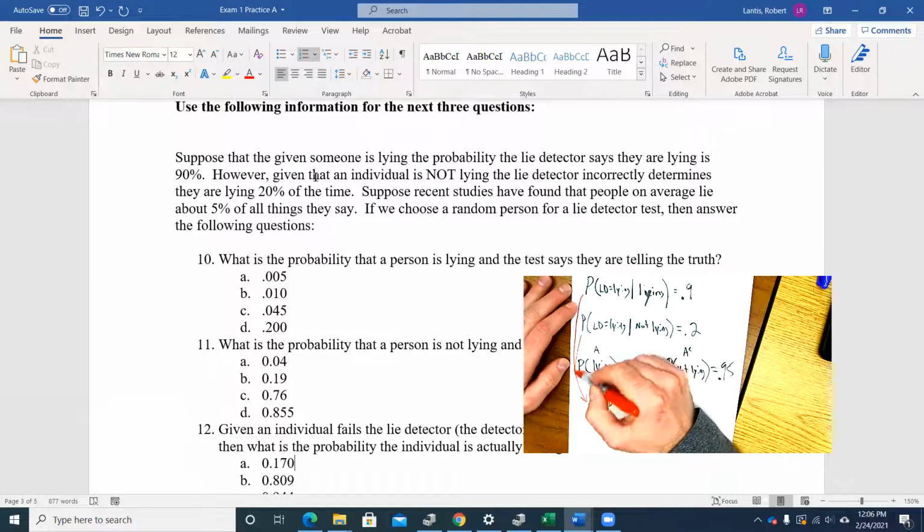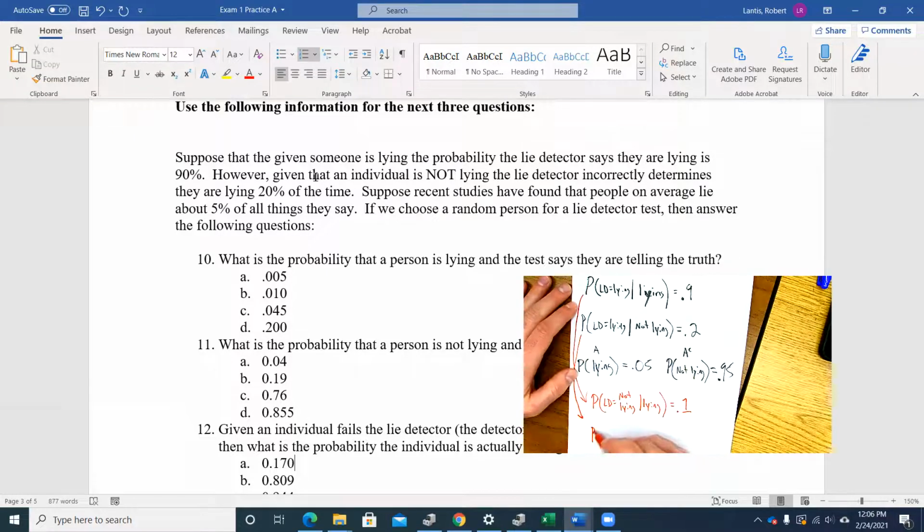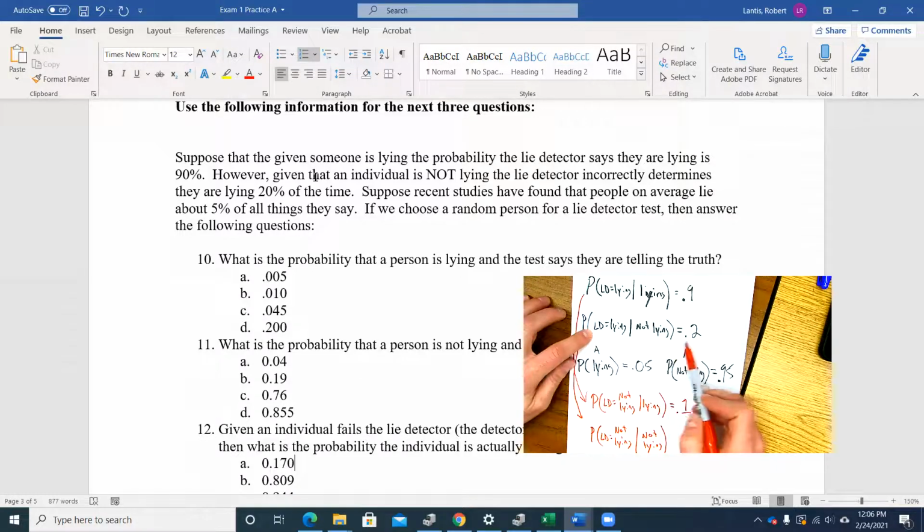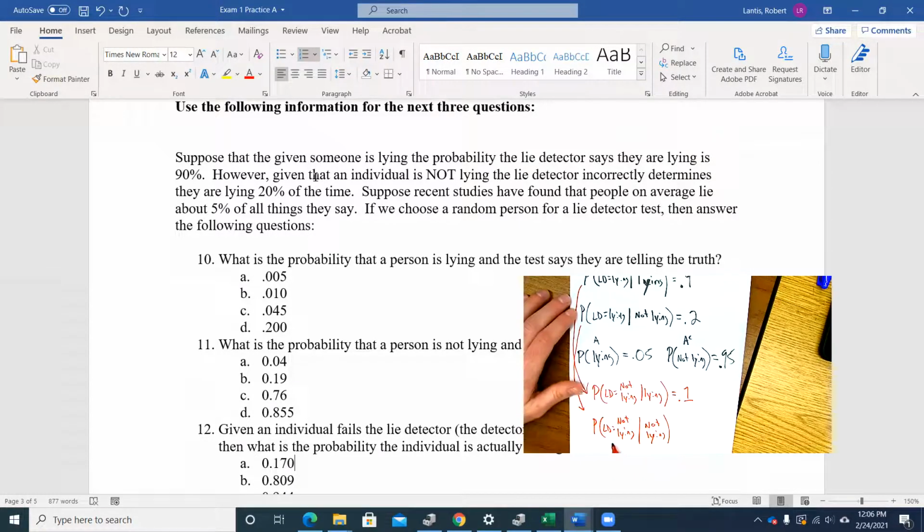And then similarly, if we condition on the other state of nature, given that they're not lying, the probability the lie detector test says they're not lying, well, given that they weren't lying, the lie detector incorrectly said they were 20% of the time, or probability 0.2. So the remaining, to get us up to 1, would be the other outcome of the test. So the probability they're not lying would just have to be 0.8.